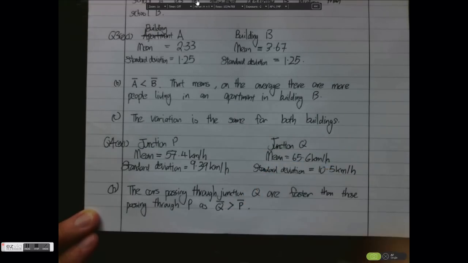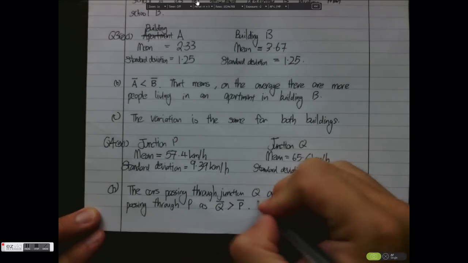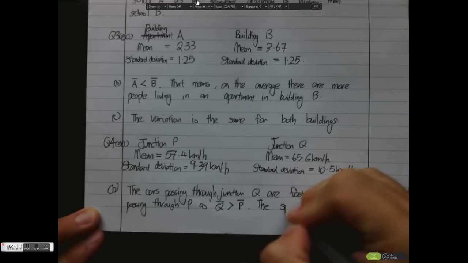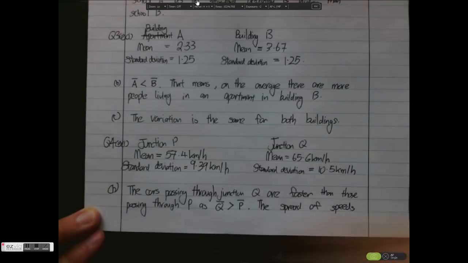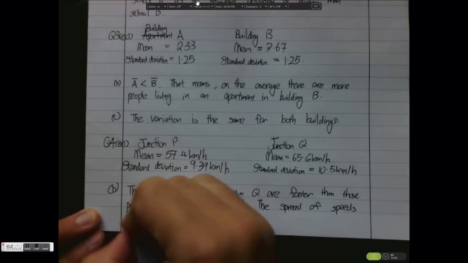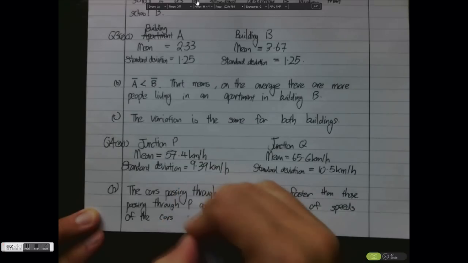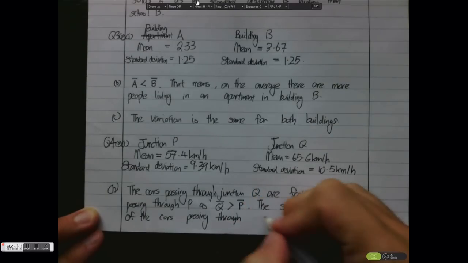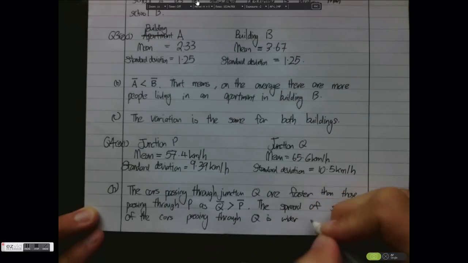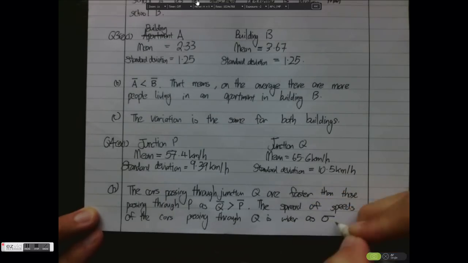Now to compare standard deviation, I'll say that the spread of speeds of the cars passing through Q is wider, as the standard deviation of cars passing through Q is greater than the standard deviation of those passing through junction P.